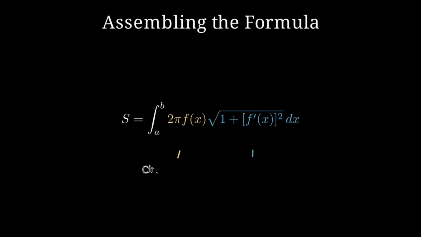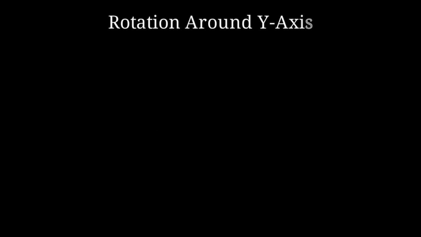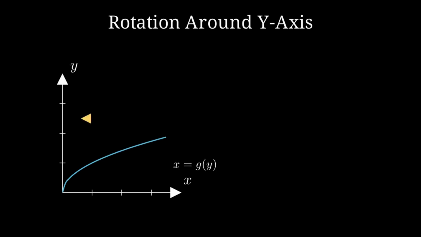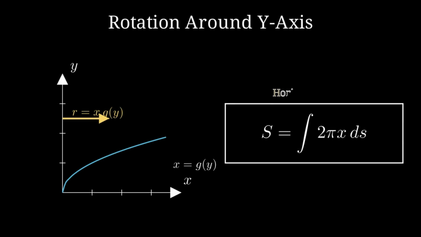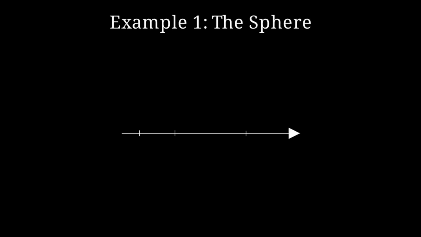We integrate from the starting point a to the ending point b to accumulate the area of every infinitesimal band along the entire surface. If we rotate around the y-axis instead, the radius of our circular bands becomes the x distance from the axis. The formula remains conceptually the same, 2 pi times the radius times the arc length, integrated over the appropriate interval. Let's apply this to a classic shape, the sphere.